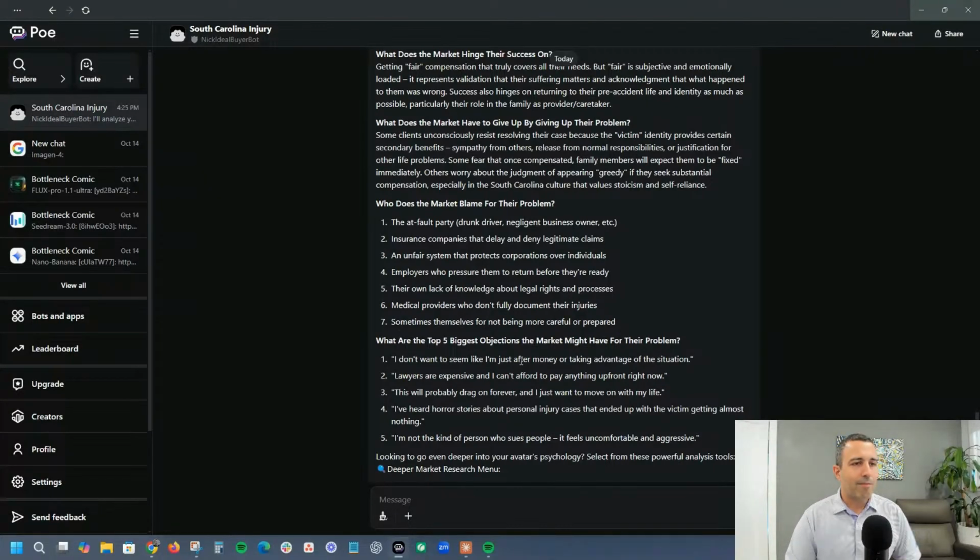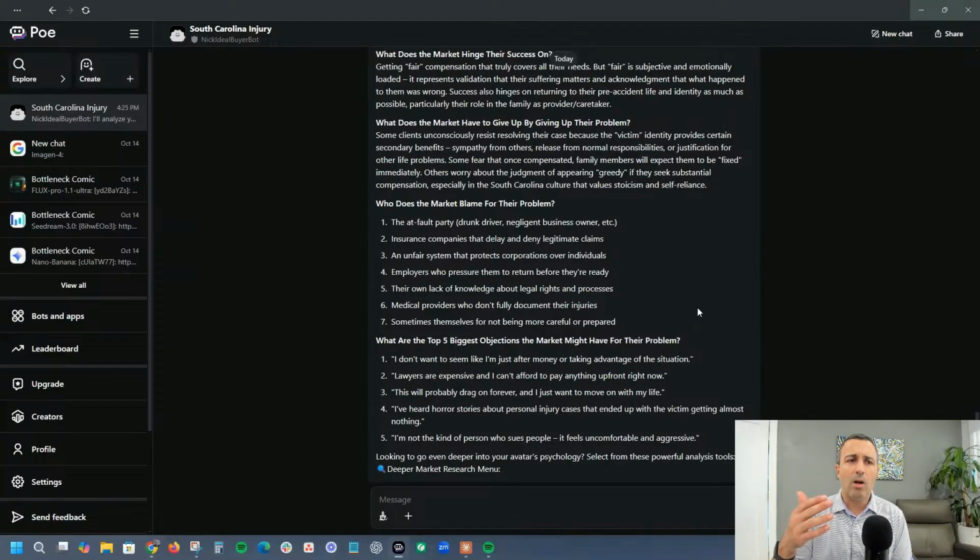And what are the top 5 biggest objections the market might have for their problem? This will conclude the ICP. I don't want to seem like I'm just after money or taking advantage of the situation. Lawyers are expensive and I can't afford to pay anything up front right now. So that's number 2 in terms of biggest objections. Interesting. This will probably drag on forever and I just want to move on with my life.